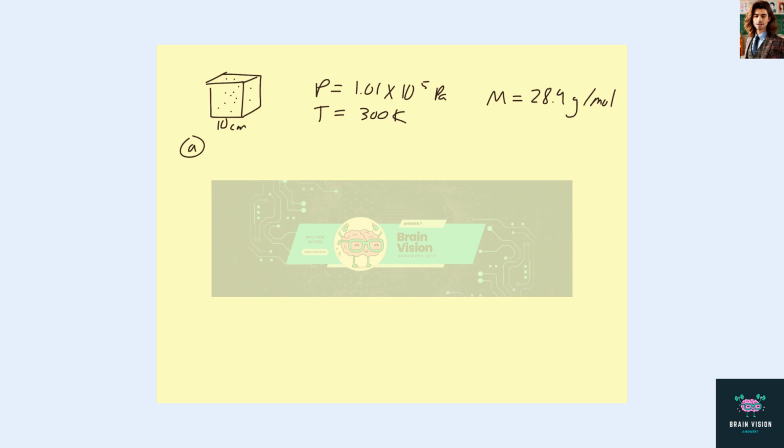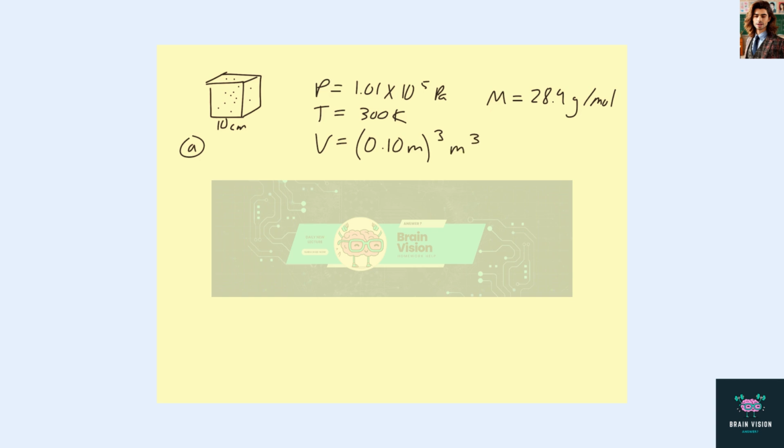So here's our cube, and we want to find the mass of the air inside of it. Well, we need to find the volume first, right? And the volume of a cube, 10 centimeters per side, is just going to be 0.10 meters, because we want to convert this to meters cubed. That's going to be meters cubed.